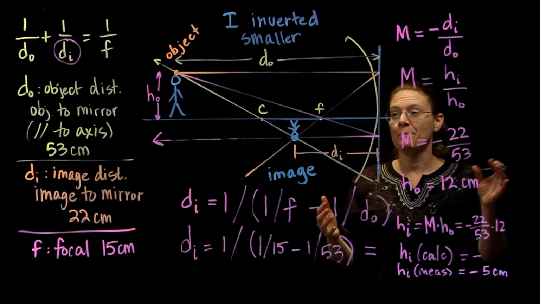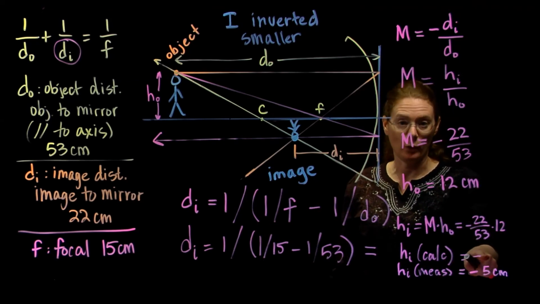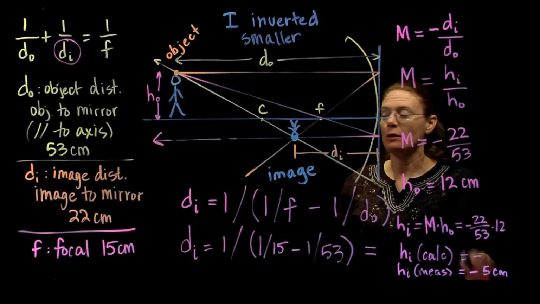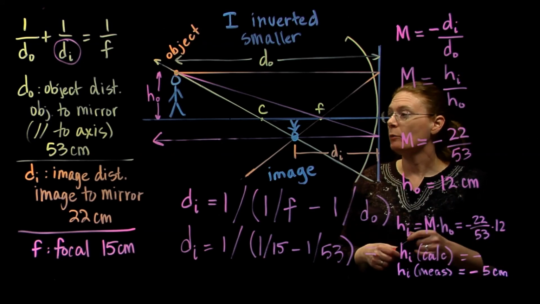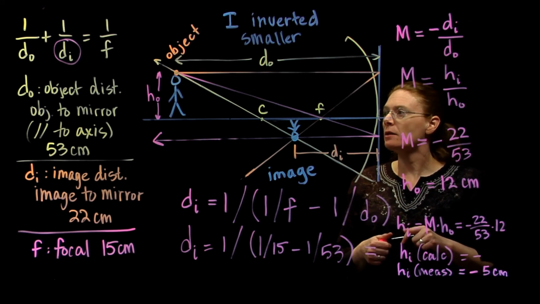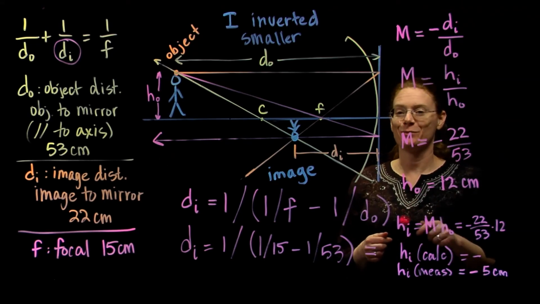If they're way off, if I calculated this to be minus 20 and it's actually minus 5, I probably did something wrong. So it's a nice double check that we can use to say, okay, we probably did it right. Okay, that's all I've got for curved mirrors, concave mirrors, and real images.